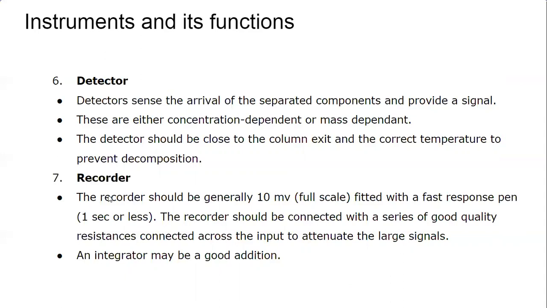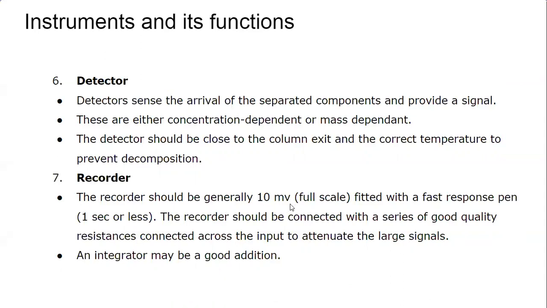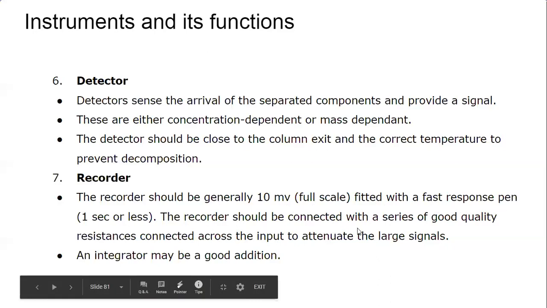Okay, next the recorder. The recorder is generally coupled to a detector. In that recorder, we get the graphs. The recorder should generally be 10 millivolts full scale, fitted with a fast response pen. The recorder should be connected with a series of good quality resistances connected across the input attenuator. Okay, this is common.